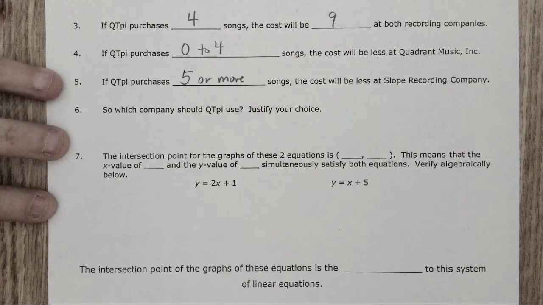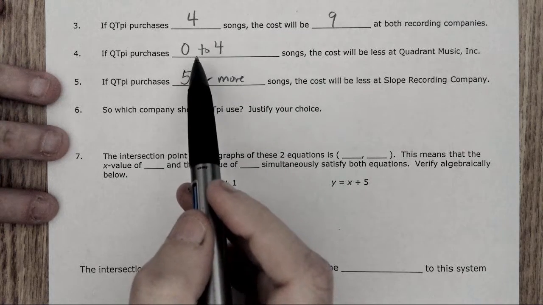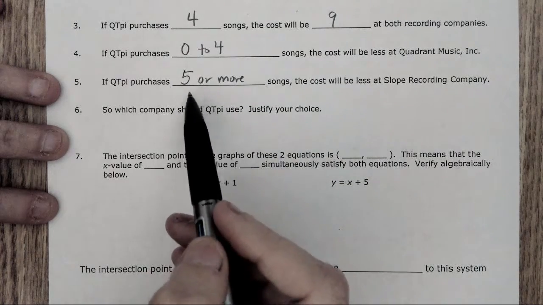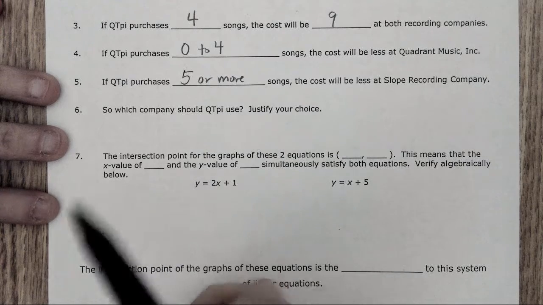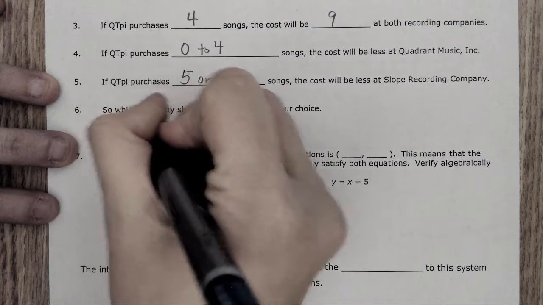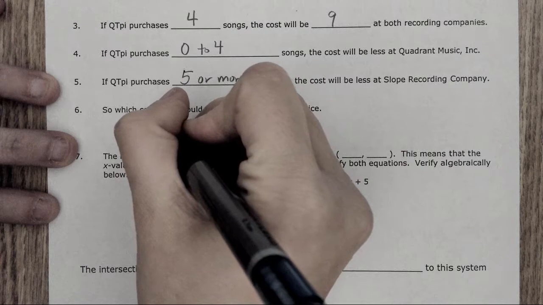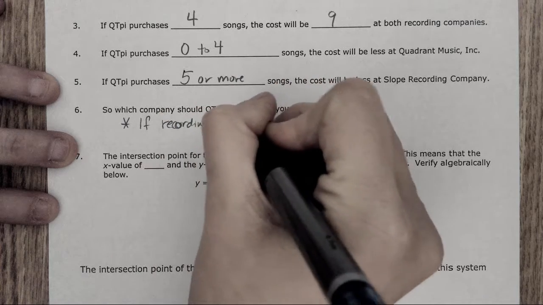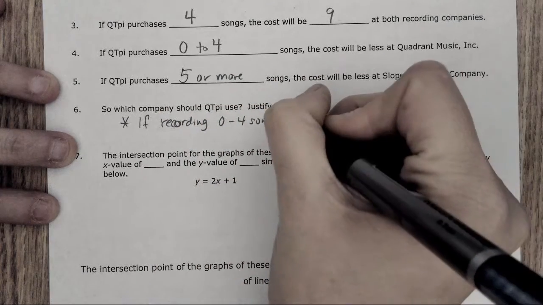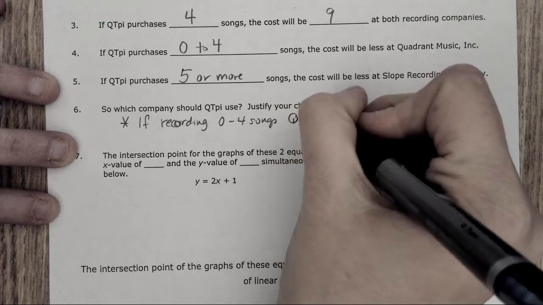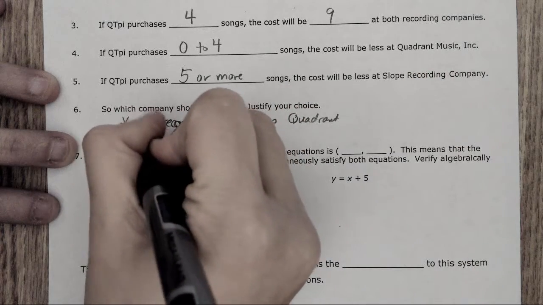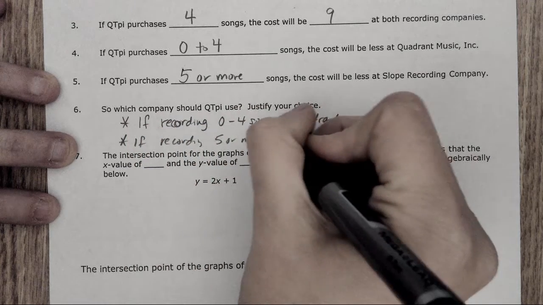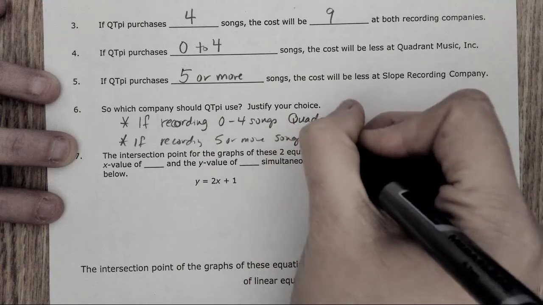Well, that kind of depends, doesn't it? If she's only going to record like 3 songs, she should totally go with Quadrant Music. If she's going to record 20 songs, she needs to go with Slope Recording Company because it's going to be cheaper. So if she's recording 0 to 4 songs, she wants to go with Quadrant. If she's recording 5 or more songs, then she wants to go with Slope.